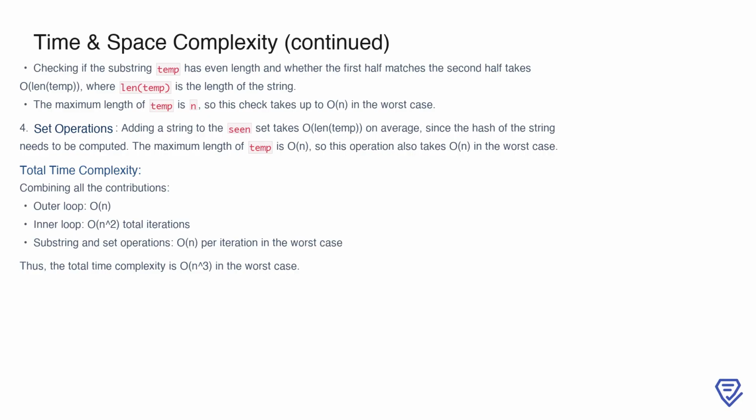Combining these with the outer and inner loops, we find that the overall time complexity is determined by the nested structure of the loops and the operations within them. Specifically, the outer loop runs n times, the inner loop contributes n squared iterations in total, and each iteration involves substring and set operations that may take up to O(n). Multiplying these factors together gives a total time complexity of O(n cubed) in the worst case.